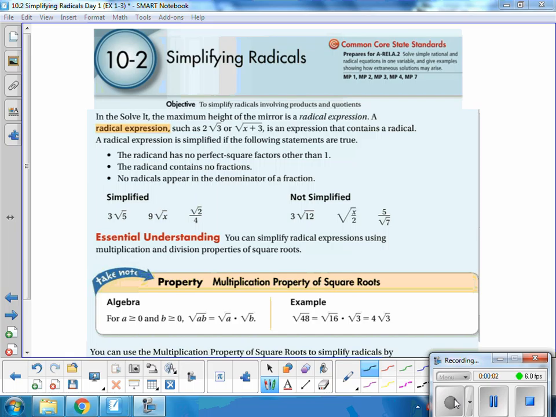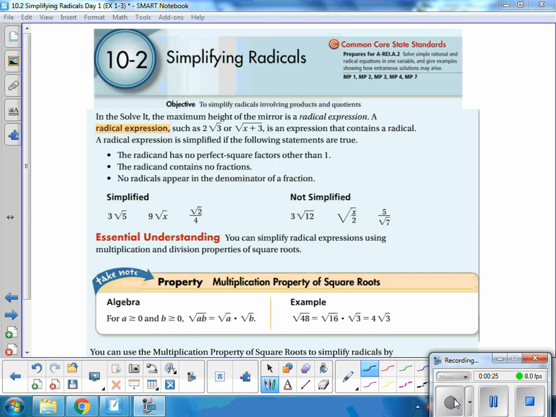Well, hello. Today we're going to work on simplifying radicals. Our objective today is to simplify radicals involving products, and we'll do quotients in another lesson. So in the solve it that's coming up here, the maximum height of the mirror is a radical expression. A radical expression such as 2 times the square root of 3 or the square root of x plus 3. This is an expression that contains a radical.